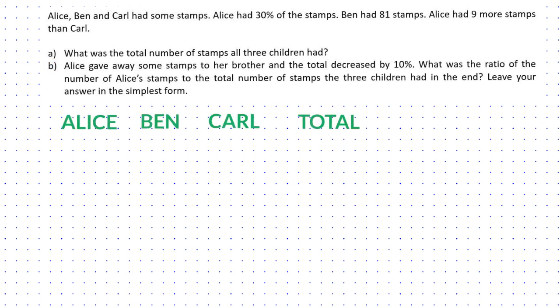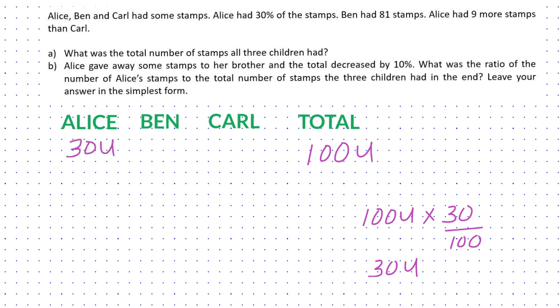So I'm going to put all this information in this table, which will make it easier for us to answer the question. The question says Alice had 30% of the stamps. So I'm going to say that the total number of stamps all three had is 100 units. This is because 30% of 100 units will give us a whole number, which will make our calculations easy. So 100 units times 30% will give us 30 units. So the number of stamps Alice had in terms of units will be 30.